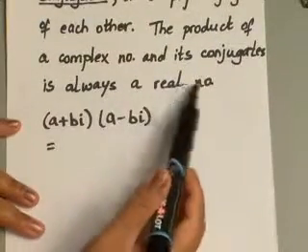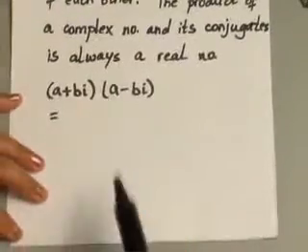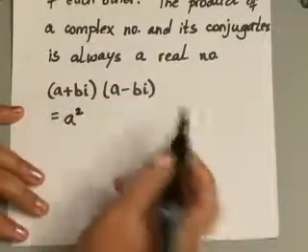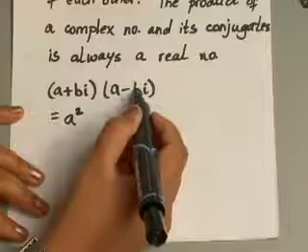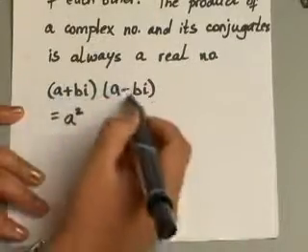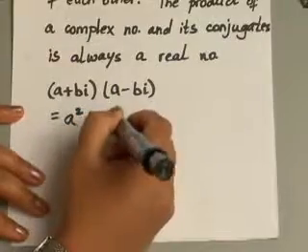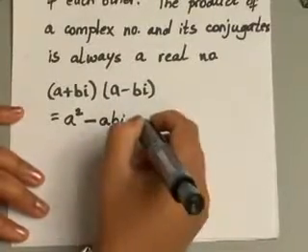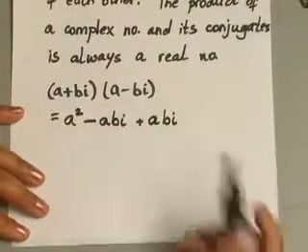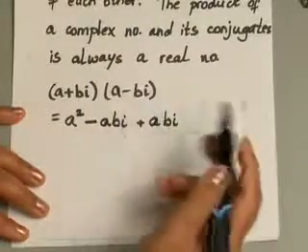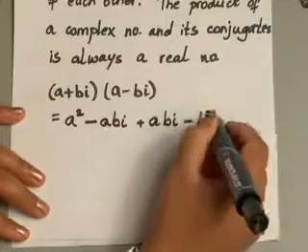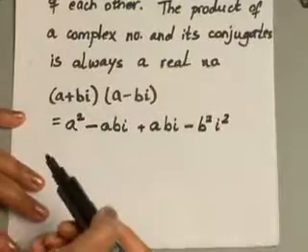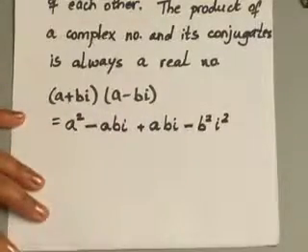So just to prove that the product is always going to be a real number, let's go ahead and see what happens here. We'll FOIL this again. A times a gives you a square. A times bi, and of course you have a minus sign, so a times negative bi will give you negative abi. You have positive bi times positive a, that will give you a positive abi. And then bi times negative bi will give you negative b square i square. B times b is b square, i times i is i square, and of course positive times negative gives you a negative over there.